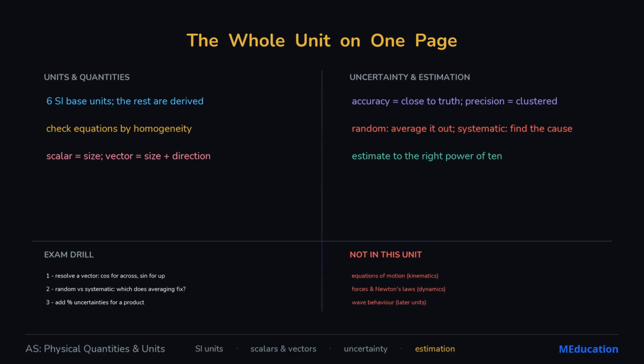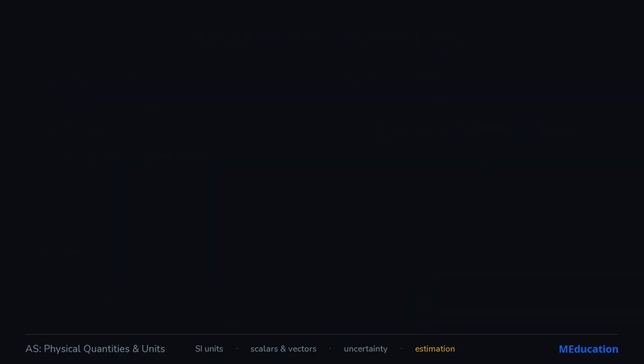And the boundary fence so you do not overreach. The detailed motion of objects, the forces that cause it, and the deep theory of waves all come in the units ahead. Here is the toolkit every one of them depends on: units, vectors, uncertainty, and estimation. Get these right, and the rest of physics has a foundation to stand on.